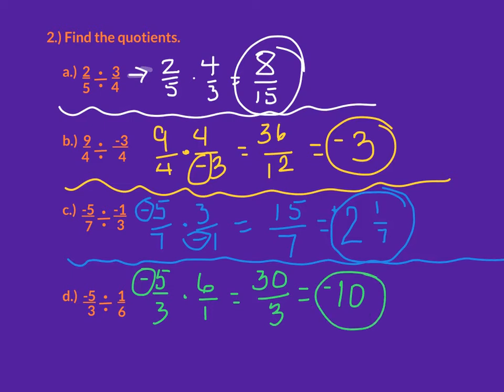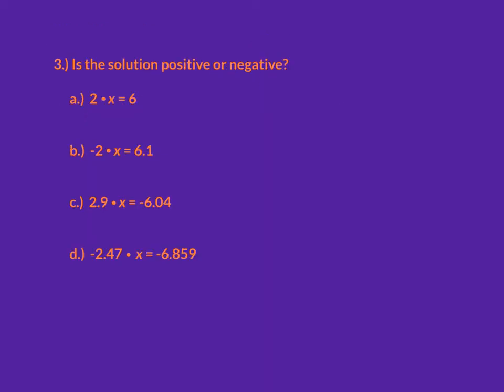That was fun. Right along. Is the solution positive or negative? Oh, we don't even have to do the math on this one. How festive. Okay, so all we have to do is count up the number of negative signs. So in this one, there are 0 negatives.